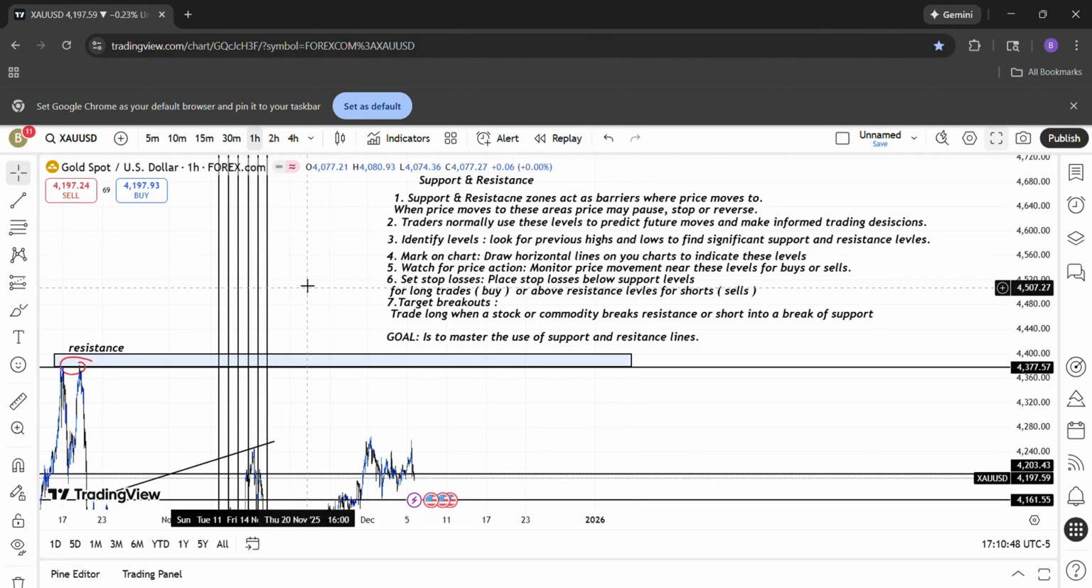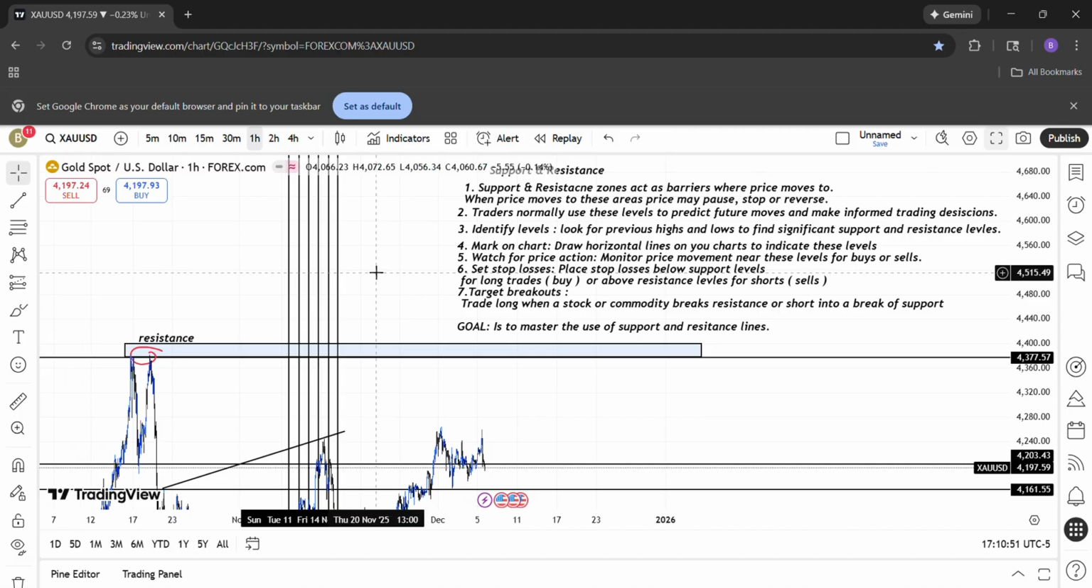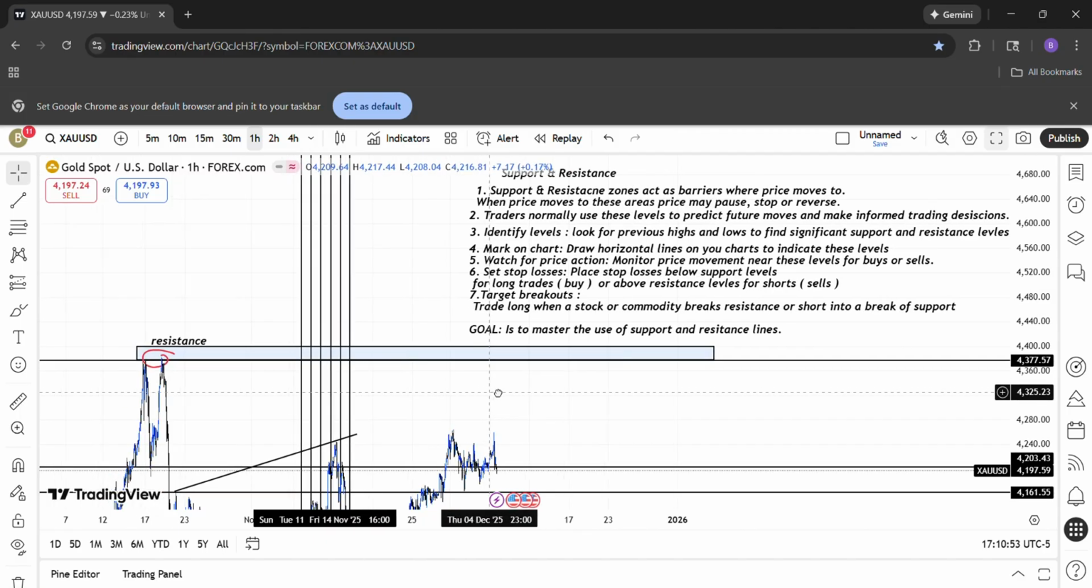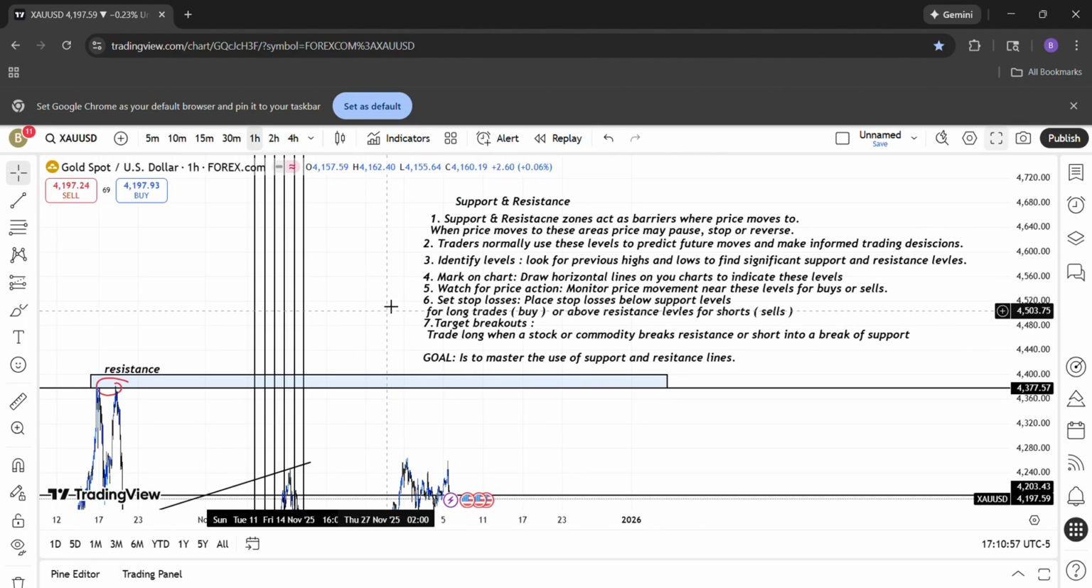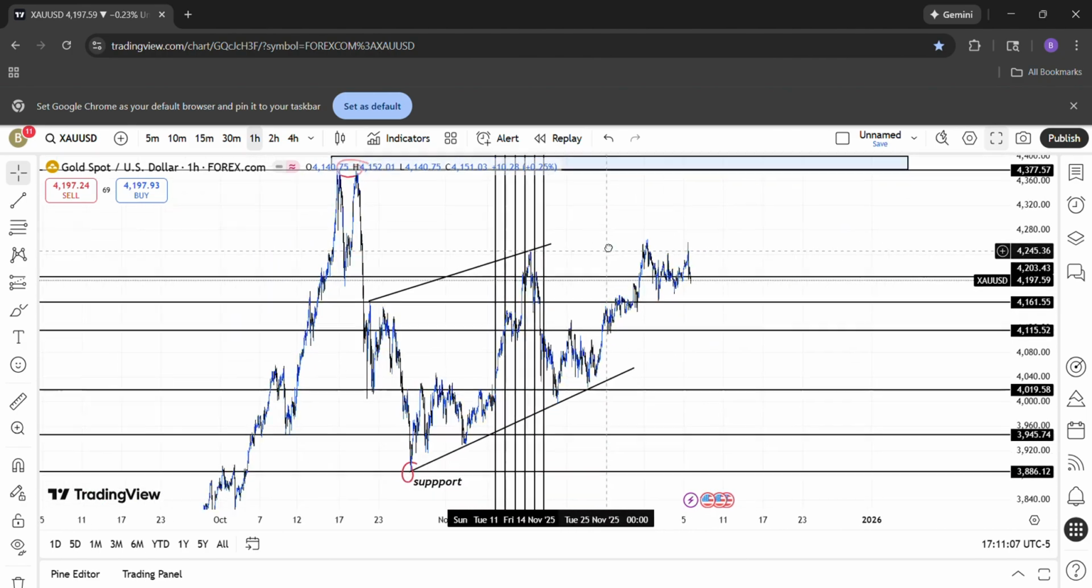Now number two. Mind you, this is a simplified version. This is my own words. Everybody learns differently, but I feel like this really would help you out a lot. Number two: traders normally use these levels to predict future moves and make informed trading decisions. Now let's go over that.